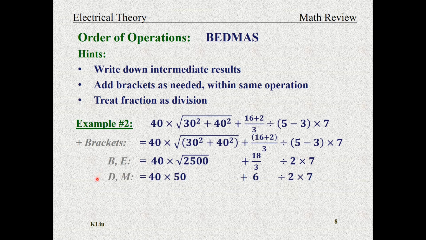Now we deal with the division and multiplication. Get the intermediate result here. Finally, addition and subtraction. We get the final result. Please review the whole process again. Check if you can follow step by step, or you have any question.